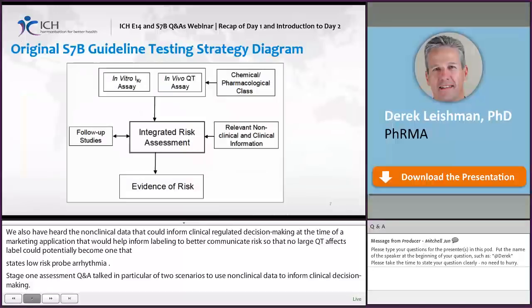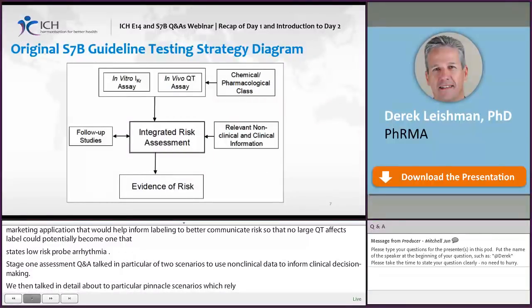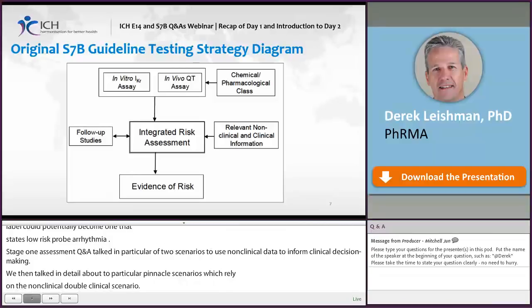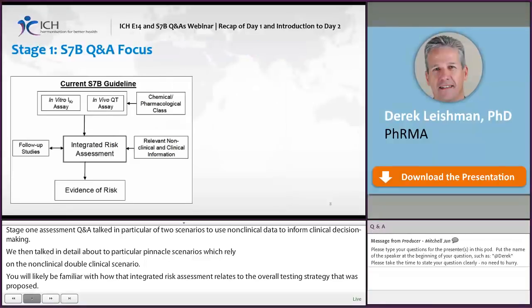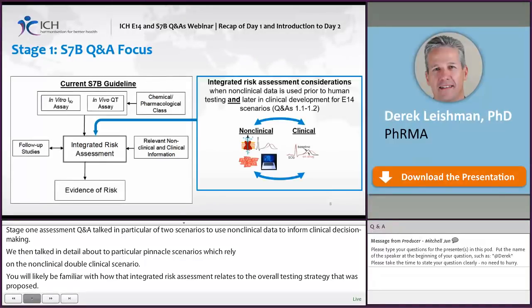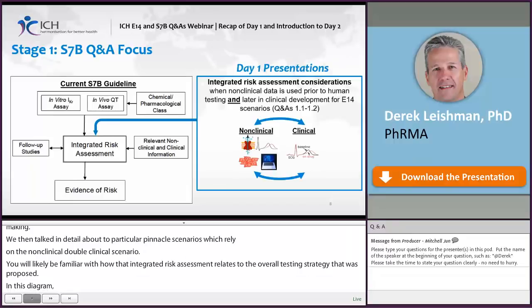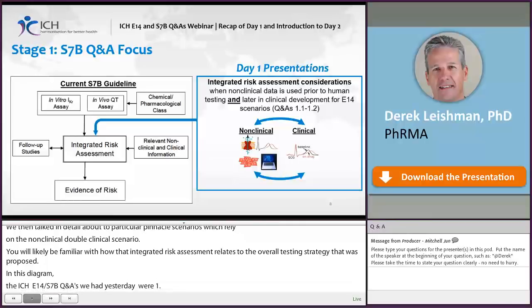You'll likely be familiar with how that S7B integrated risk assessment relates to the overall testing strategy that was proposed in this diagram from the original ICH S7B guideline. The ICH S7B Q&As that we heard about yesterday were Q&As 1.1 and 1.2, which covered the integrated risk assessment on how the non-clinical data could be used prior to human testing and later in clinical development for E14 scenarios.